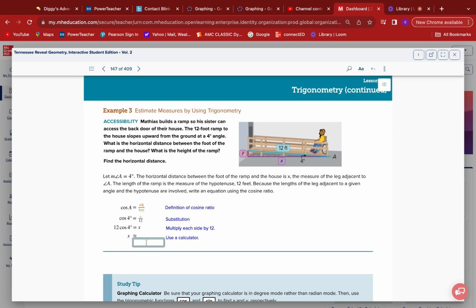So everybody grab your calculator, put in 12. Hit cosine. And in parentheses, put 4 degrees, because that's your theta. Hit enter. And if your calculator is in degrees, which it needs to be to solve this correctly, you're going to get 11 point, and we're rounding this to the nearest hundredth, so it'll be 97, because the 0 does not change the 7. So it looks like the horizontal length is just under 12 feet, 11.97 feet.